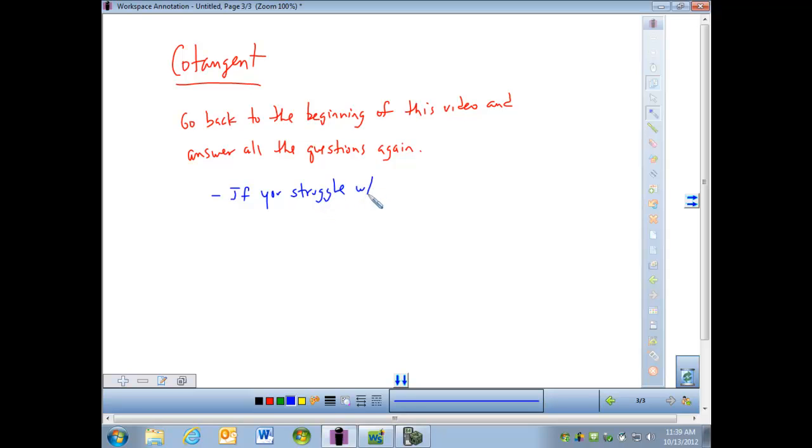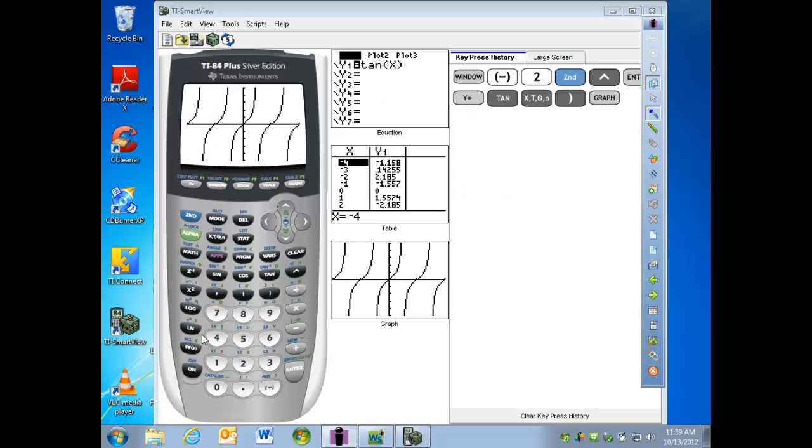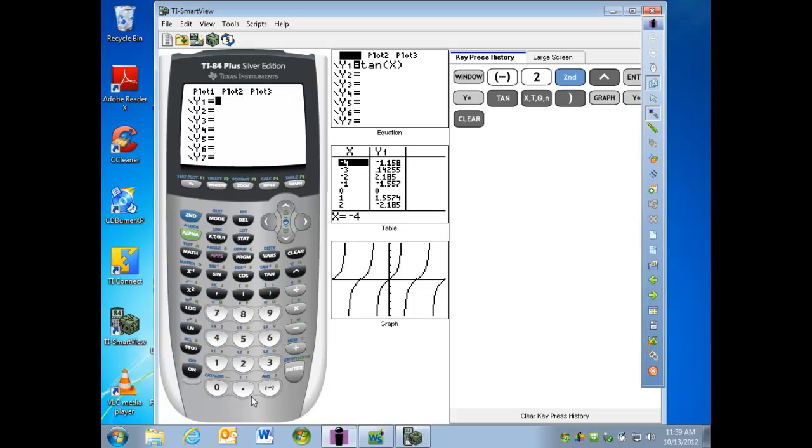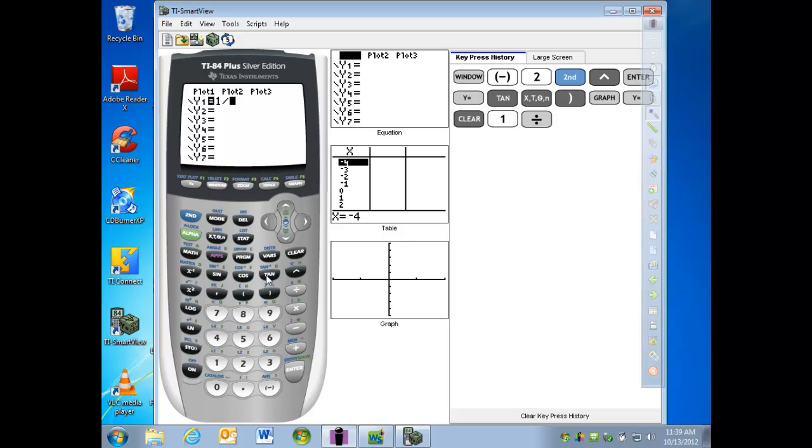And then go ahead and figure out how it shifts. You might struggle a little bit trying to figure out how to put cotangent in on your calculator. If that's the case, just take a moment here and watch how I do it. So remember that cotangent's the reciprocal of tangent, so if you just do 1 divided by tangent of x, you will get the cotangent graph.